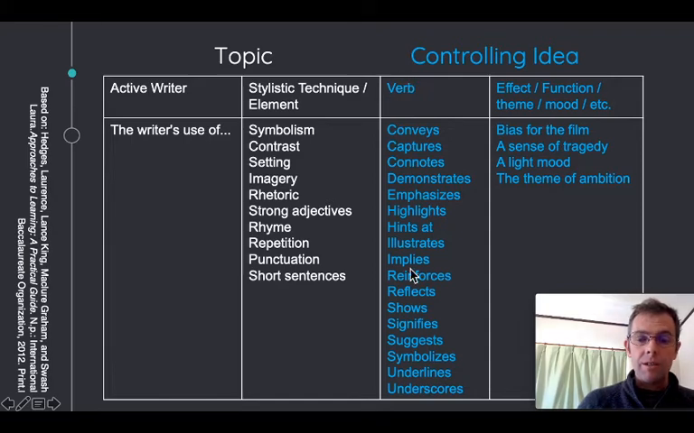A lot of people get stuck on using this verb, shows. It's a really common verb that's used in sort of grade 9, grade 10 essays when students are starting to get used to this idea of the topic and the controlling idea. And it's not an incorrect verb, but we've got at least 17 other verbs that we could use. At least, again, there's other verbs. These aren't all of them that we could use in our topic sentences.